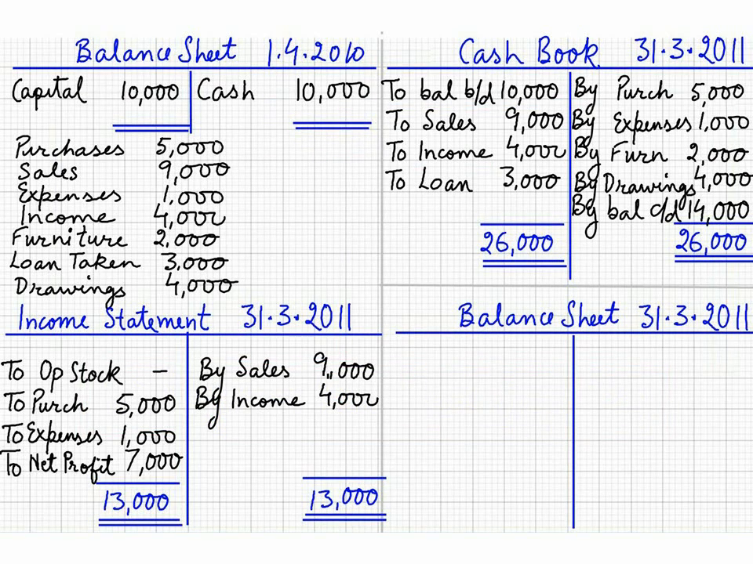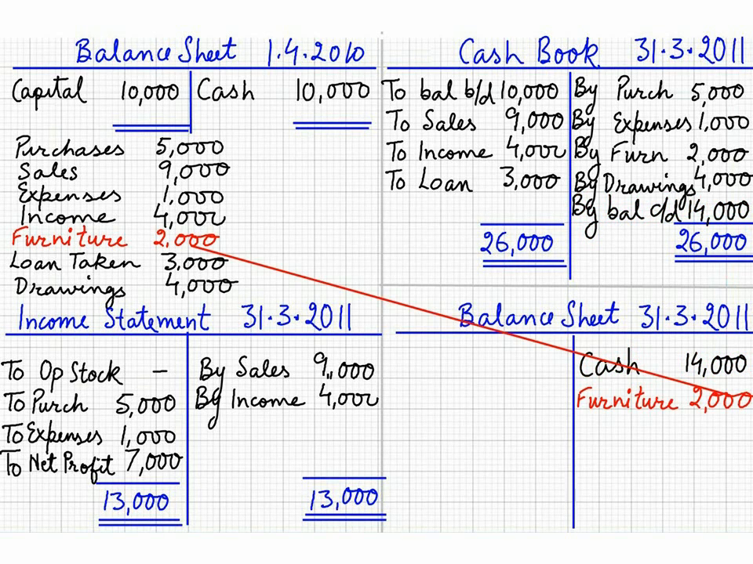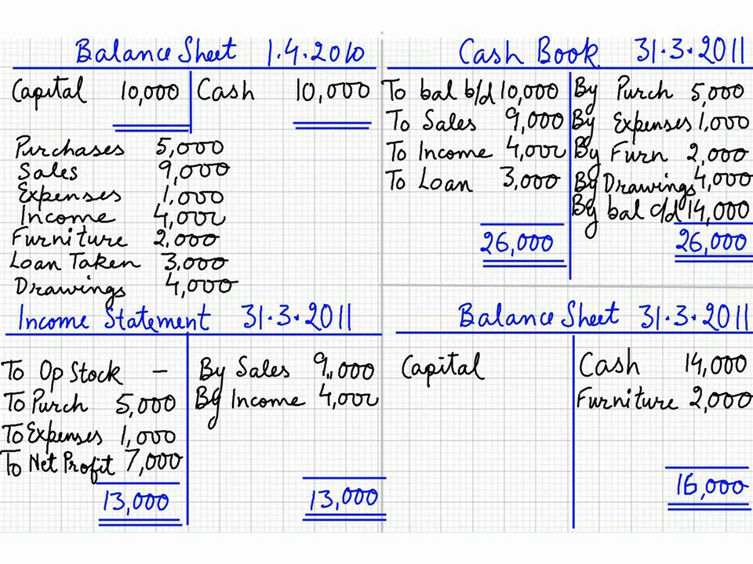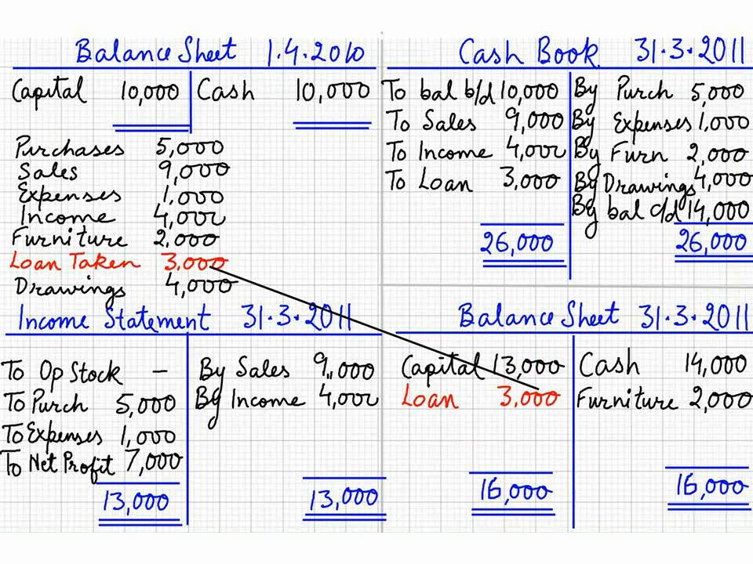So let's prepare the balance sheet now. Balance sheet as on 31st March 2011. On the asset side, cash 14,000, this is the closing balance, and furniture 2,000, because previously this firm didn't have any furniture. During the year, they purchased furniture of rupees 2,000. So total 16,000 rupees. Now on the liability side, capital 10,000, opening capital, plus net profit 7,000 rupees, minus drawings 4,000 rupees. In the outer column, you will write down 13,000 rupees, and loan 3,000. Total 16,000 rupees. So this was the balance sheet.